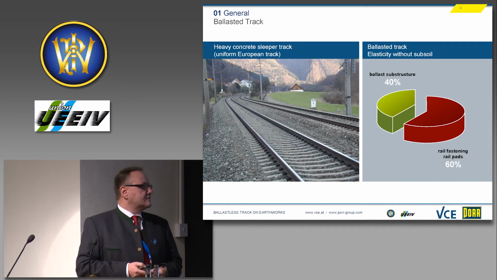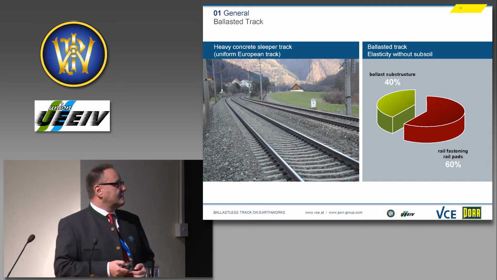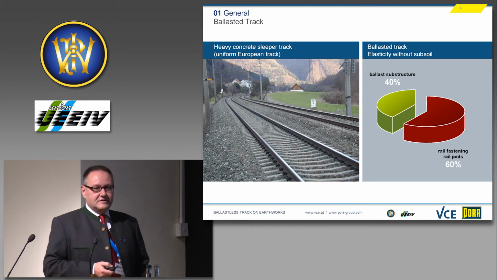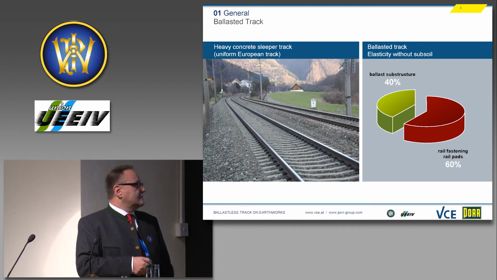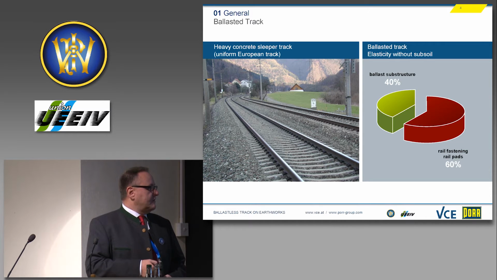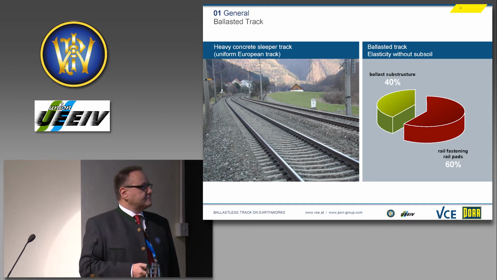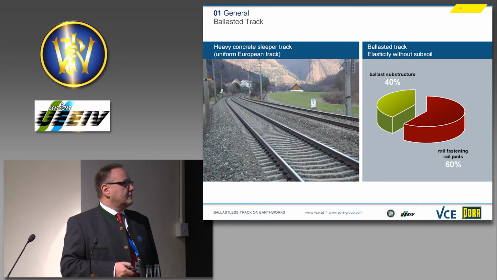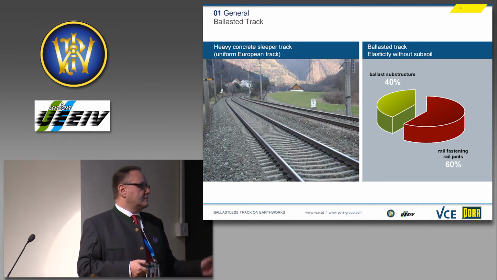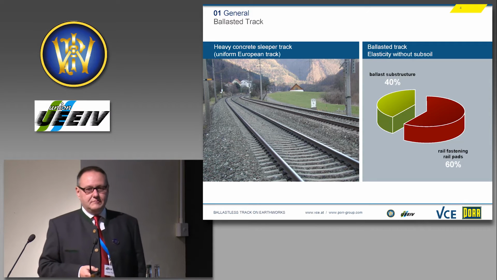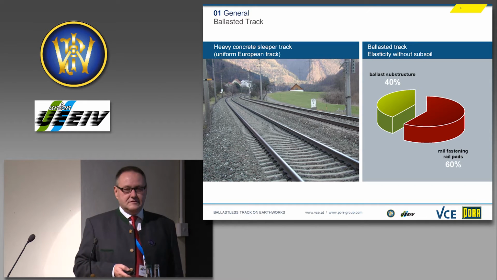If you look at the ballasted track, this picture is from Dr. Schilder. It's a typical Austrian ballasted track with 60 kilogram rails, elastic rail fasteners, concrete sleepers, and the ballast bed. And if you look at the elasticity of such a track, we have about 40% of the elasticity in the ballast and about 60% in the rail fastenings and rail pads.